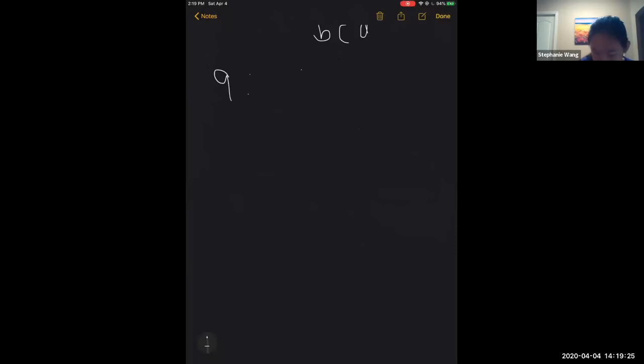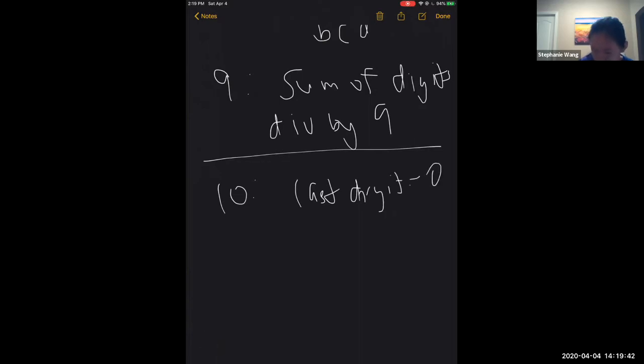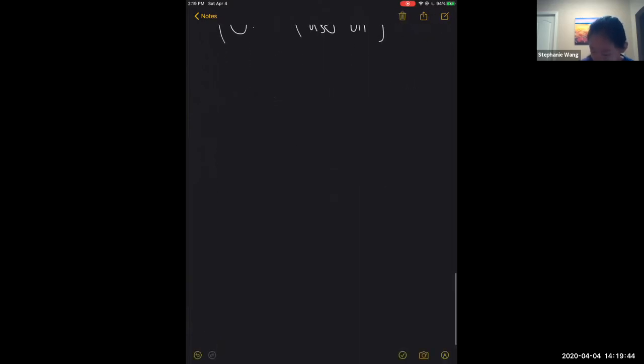And then we have divisibility by 9. 9 is similar to 3, it's just the sum of digits being divisible by 9. It's the exact same reasoning as 3, so I'm not going to go over it. And then 10 is obvious, just the last digit is equal to 0. And then 11 is a little bit more complicated.